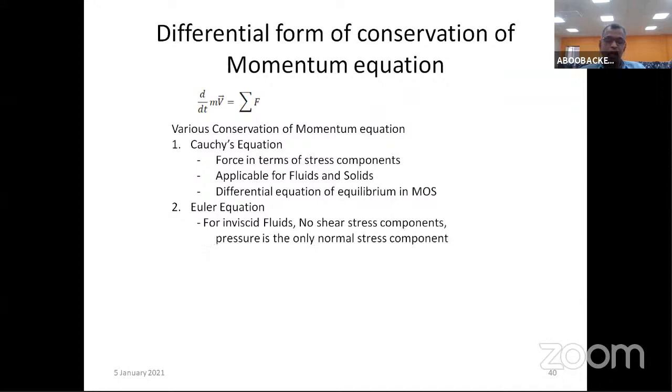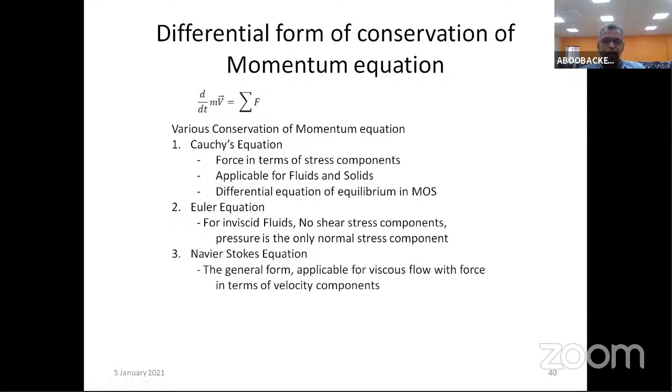That is, it is applicable for all continuum mechanics problems, and this is the differential equation of solid mechanics. And second is the Euler equation. This is for inviscid fluids, with no shear stress components. In general, the stress components will have shear stress and normal stress components, plus body force components. So for inviscid fluids, there is no shear stress at rest, so no shear stress will be there in the case of the Euler equation. Pressure is the only normal stress component. So that is the Euler equation. And third is the Navier-Stokes equation. This is the general form applicable for viscous flow, with forces in terms of velocity components. So this is the most general form, in which the force terms are all in terms of velocity components, or rate of strain components. So that is called the Navier-Stokes equations.